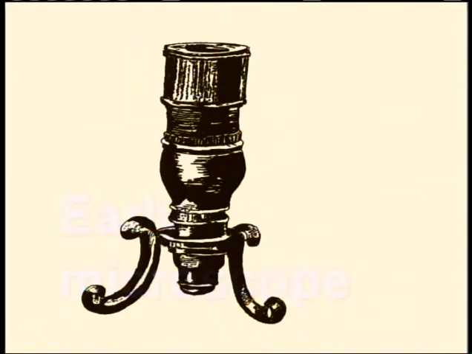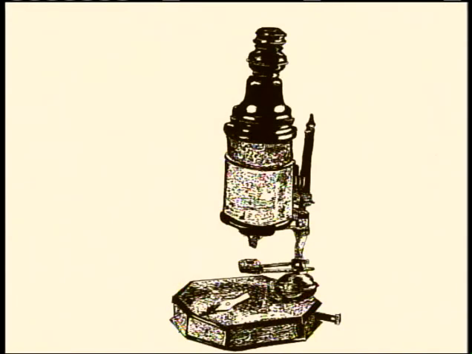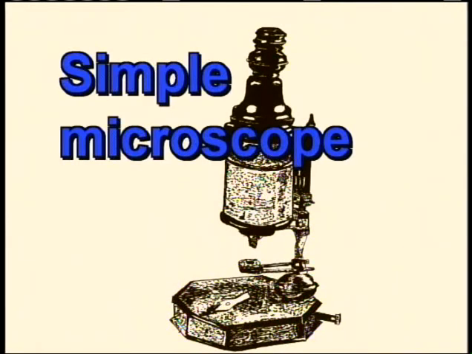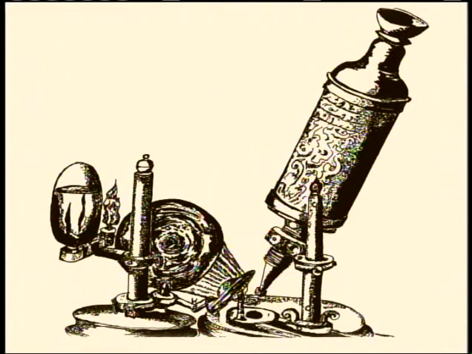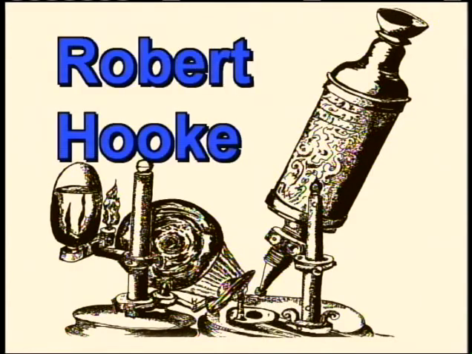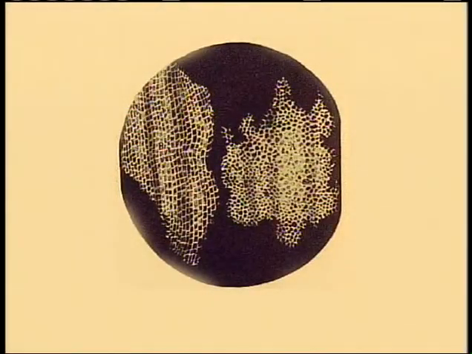Early scientists did not have the high-powered microscopes we use today. Instead, they utilized simple microscopes, such as this one, to explore the microscopic world. One such scientist was the English biologist Robert Hooke. You decide. What's the object Hooke saw under his microscope?